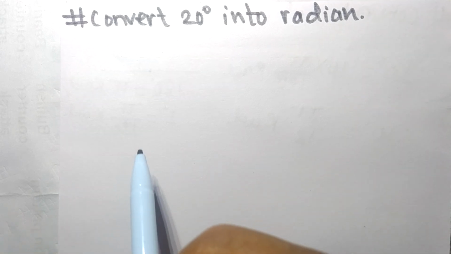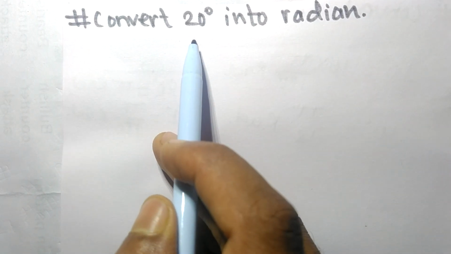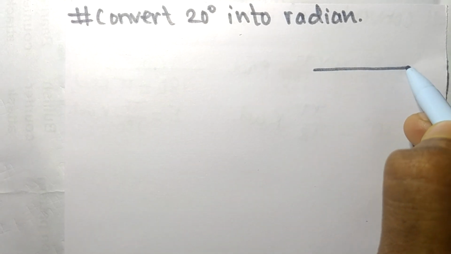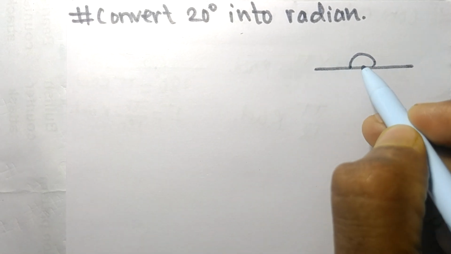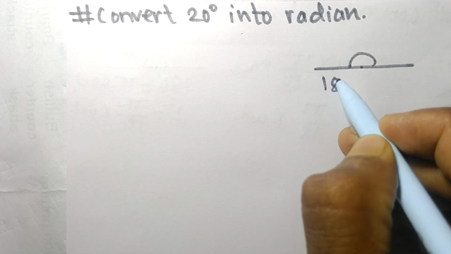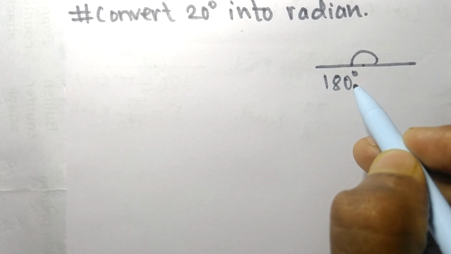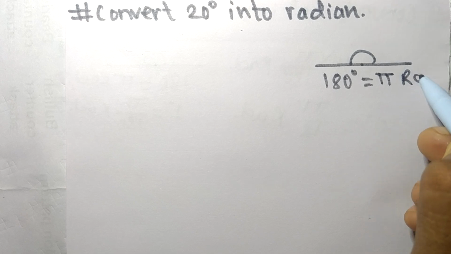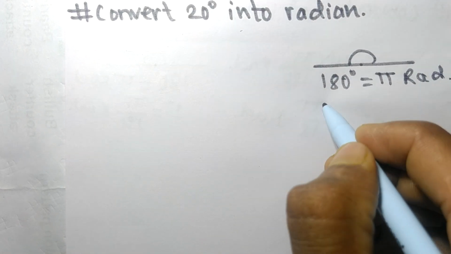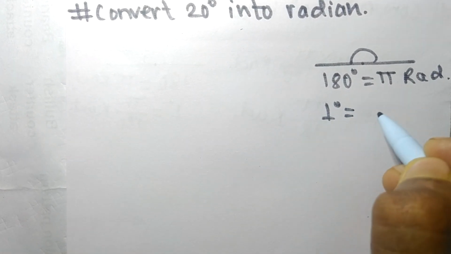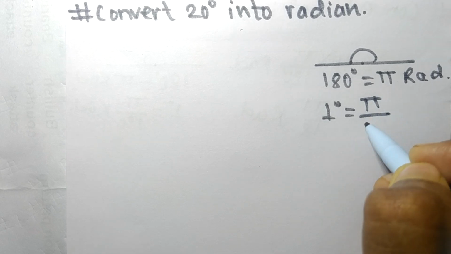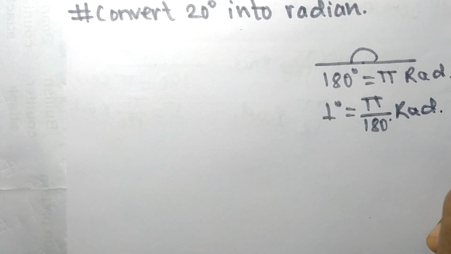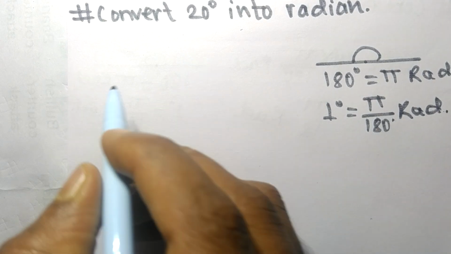So in this video we convert 20 degree into radian. We all know in a straight line of half circle the sum of angles is 180 degree and it is equal to pi radian. So 1 degree is equal to pi by 180 radian. So here we convert 20 degree.